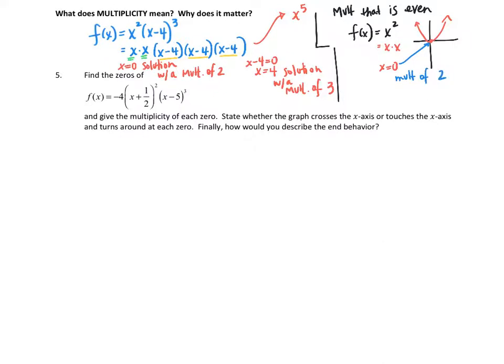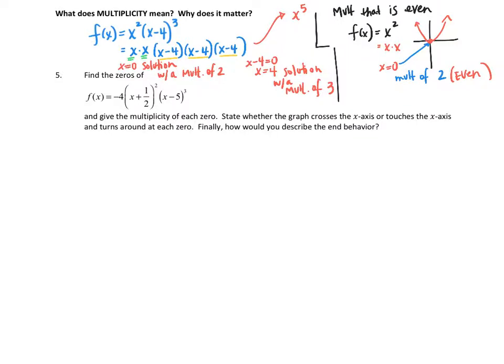And when your multiplicity is even, your graph is going to touch the x-axis and then turn around. It doesn't go through the x-axis. It's going to touch that x-axis and turn around.